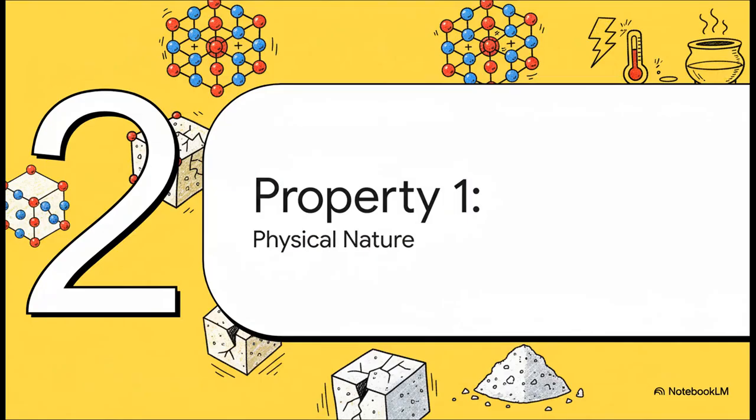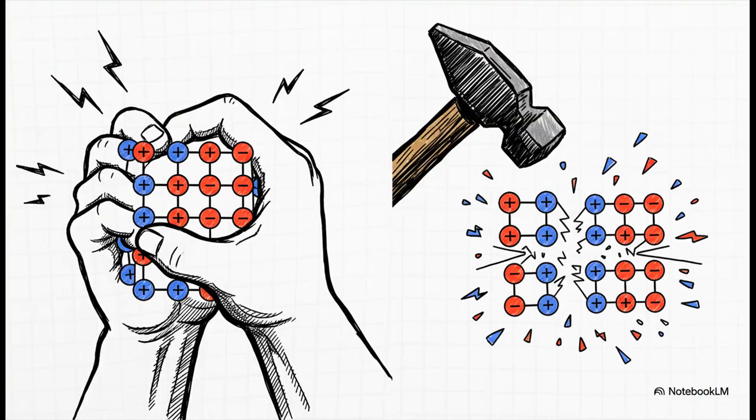Okay, so let's dive into our first property. What do these compounds actually look and feel like? Well, think of a crystal of common salt. It is hard, isn't it? But if you take that salt crystal and apply pressure, maybe with a hammer, it shatters into pieces. This is because of the strong forces holding the ions. When you apply pressure, the layers of ions shift. Suddenly, positive ions are next to other positive ions and they repel each other, causing the crystal to break. So they are hard, but also brittle.